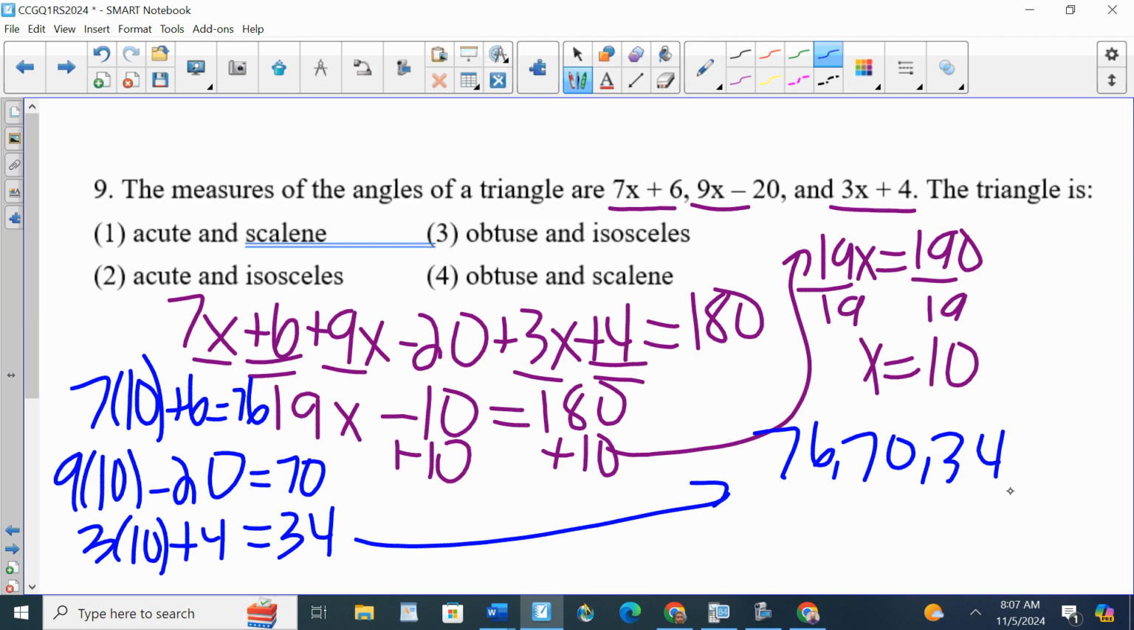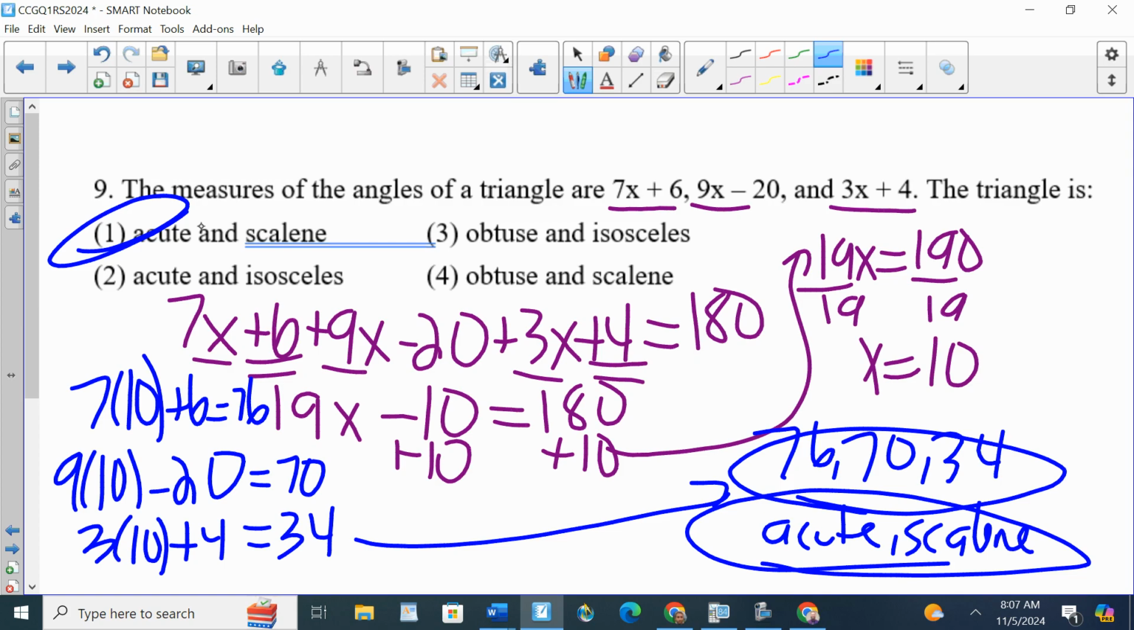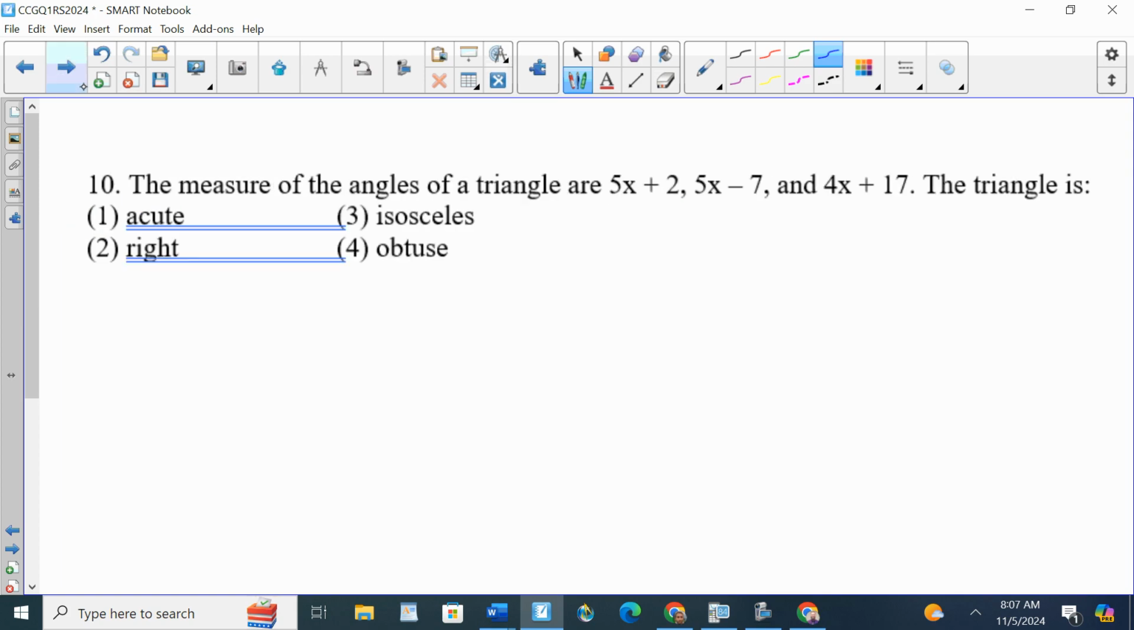Now you need to know your types of triangles. Acute is all less than 90. This is all less than 90, so it's acute. Obtuse, one of them is more than 90. Don't have that. Right, one of them is exactly 90. Don't have that. Scalene, they're all different. Are they all different? Yes, so this is scalene. Isosceles, 2 of them are the same. Don't have that. Equilateral, 3 are the same. Don't have that. This triangle is acute and scalene. So you'll have one of those on your quarterly exam.